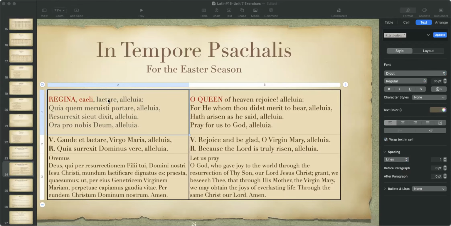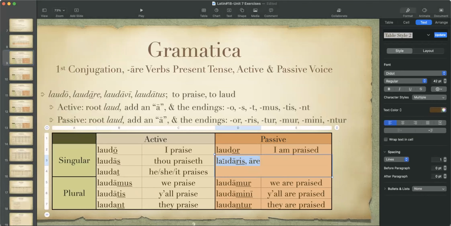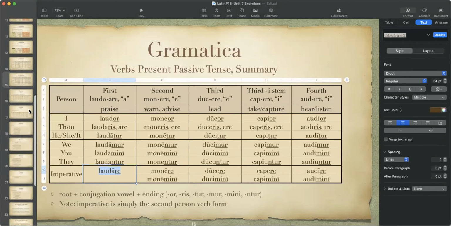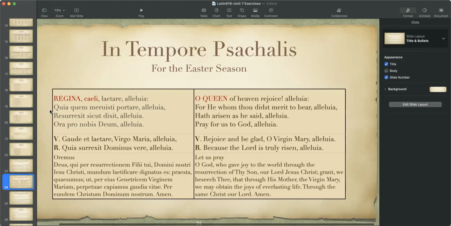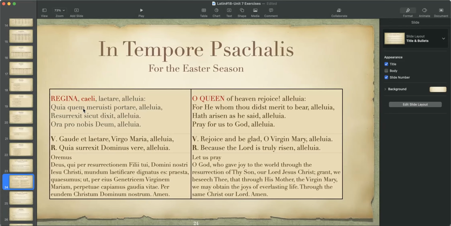And so this is the imperative passive form, which is why, let's scroll back to here. I put the, whoops, too far. See, laudare. Okay. So this is passive form. But yes, it means to rejoice. And then the alleluia. Quia, quem meruisti portare. We've had quia. For. Now we haven't had quem yet. Whom. For he whom you did merit to bear, portare, to carry, to bear children.